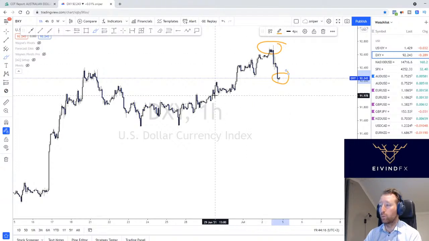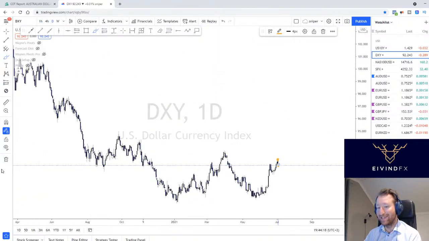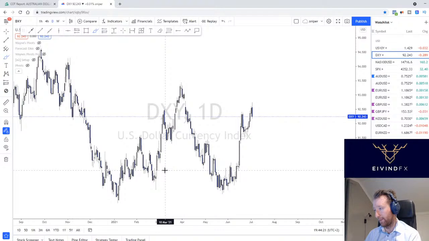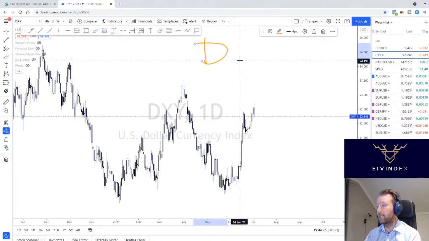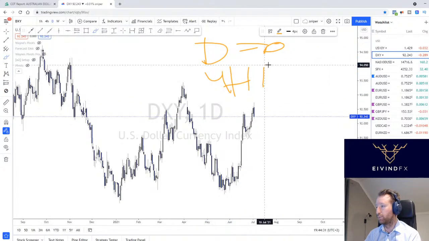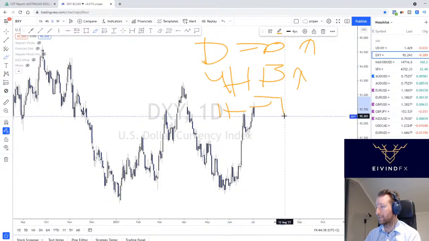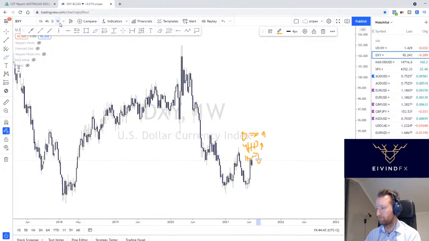On the 4-hour chart, we are bullish. On the daily chart, we are currently bullish. So daily equals bullish, 4-hour equals bullish or up, and 1-hour equals down. Okay, weekly could be bearish actually, to be honest. There is no higher high yet, so weekly is down.